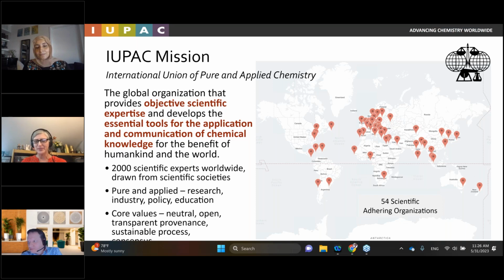This is very similar to what IUPAC has been doing for a very long time. IUPAC is a standards organization. This is the mission for IUPAC, to be the global organization that provides objective scientific expertise and develops the essential tools for the application and communication of chemical knowledge. And by tools here, we mean those underlying definitions of the meaning and the parameters for really important chemistry concepts and chemical methods, and this underlies how we can communicate consistently, how we can make sure our measurements are of high quality and consistently communicated and reported. So that's what IUPAC does. It pulls experts from all over the world. There's 2,000 volunteers that work on defining these, and it's a very consensus-based process that's used to do that. Go ahead and go to the next slide.